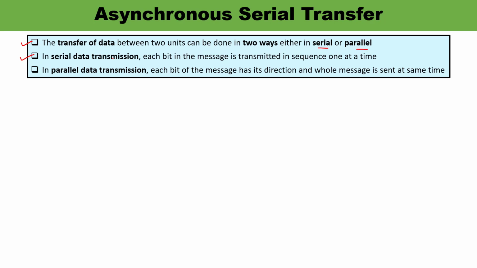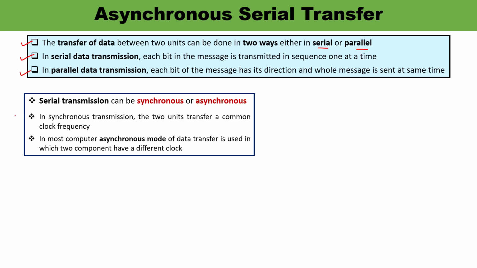In the case of serial data transmission, one bit is transmitted at a time. So if a message contains 10 bits, then one bit, then one bit, then one bit, a sequence of 10 bits will be transmitted. But in the case of parallel data transmission, the overall message is sent at the same time, meaning all 10 bits will be transferred at the same time. So if you compare serial transfer and parallel transfer, parallel data transfer is quicker. Parallel data transmission can be used for short distances where speed is the requirement.